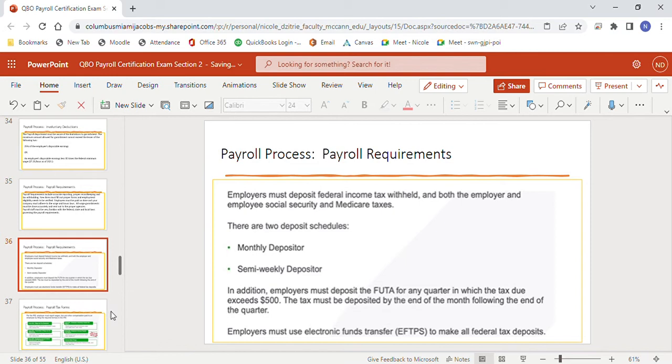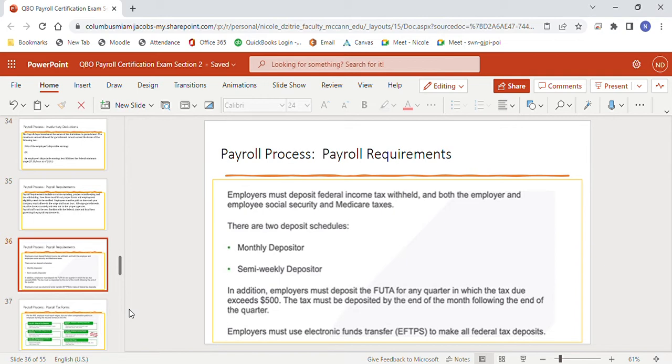Employers must deposit federal income tax withheld and both the employer and the employee's Social Security and Medicare taxes. So there are two deposit schedules. You're either a monthly depositor or a semi-weekly depositor, and that also determines which forms you fill out.